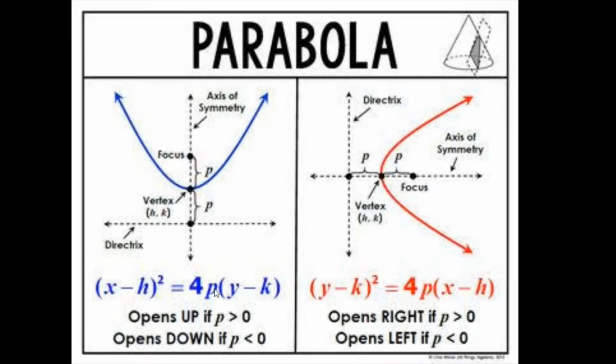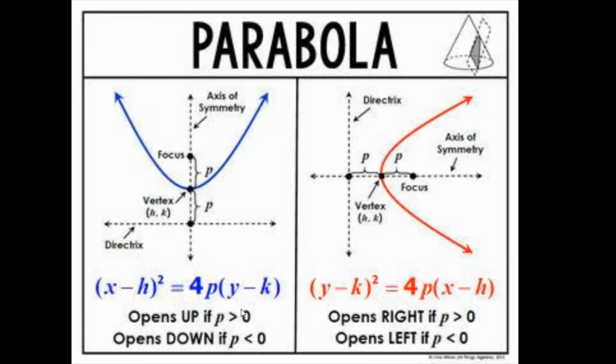So kahit doon gagamitin natin kapag yung parabola natin, it goes up and down. Ito naman kapag it goes sideways. No? So, depende pa rin. Kung ganito yung equation natin, so paano natin malalaman kung up or down siya? Malalaman natin kung up or down siya, nakadepende yun sa value ng p.